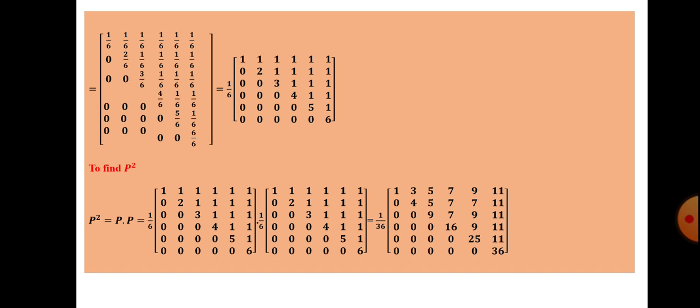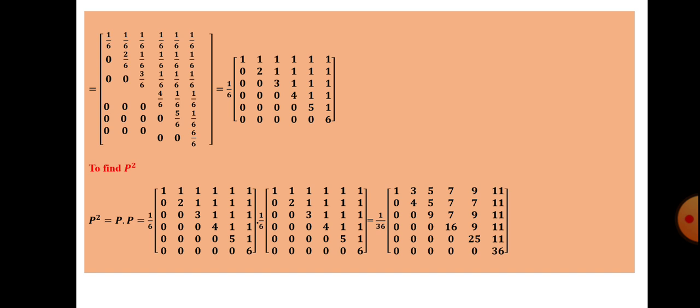Then P23: 2 is less than 3, 3 is greater than 2, correct? So 1 by 6, and 4, 5, 6 are all greater than 2, so 1 by 6 each, giving 1. Next one, P31: 3 is greater than 1, so 0. P32: 3 is greater than 2, so 0.